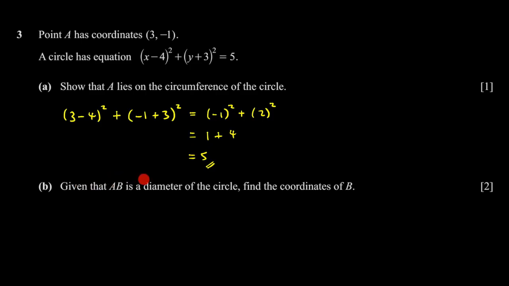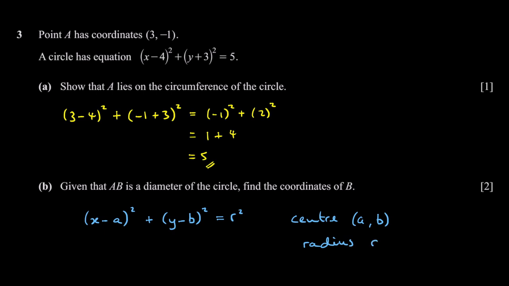B, given that AB is the diameter of the circle, find the coordinates of B. Now, I think in order to do this, we need to understand what the circle looks like. Hopefully you'll realize by now that if we've got an equation of a circle of the form (x minus a) squared plus (y minus b) squared is equal to r squared, then this is a circle with center at the coordinates (a, b), and which has a radius equal to r.